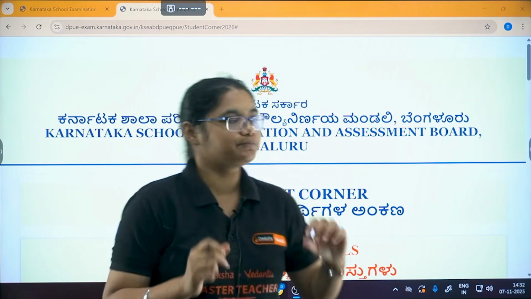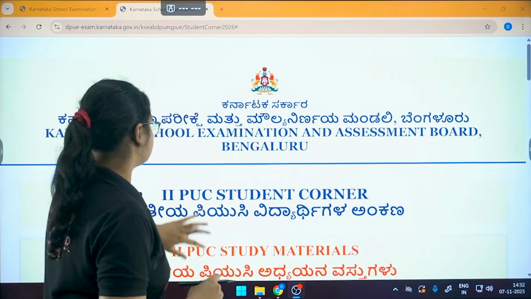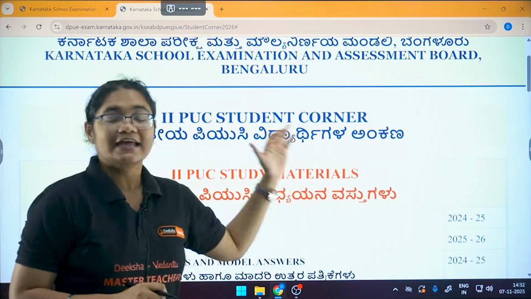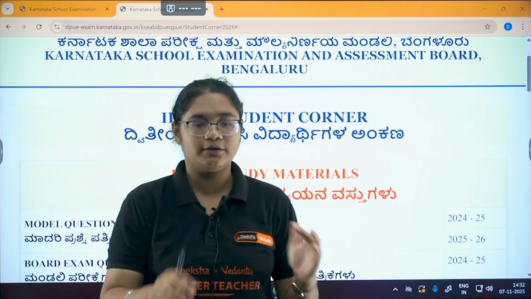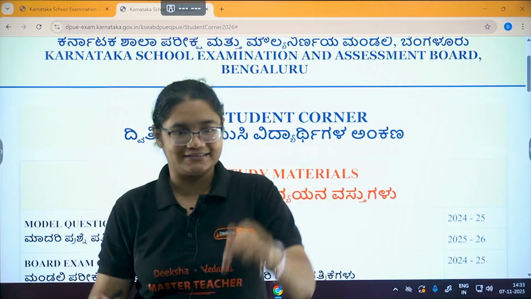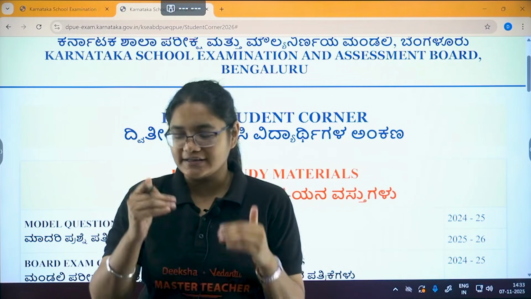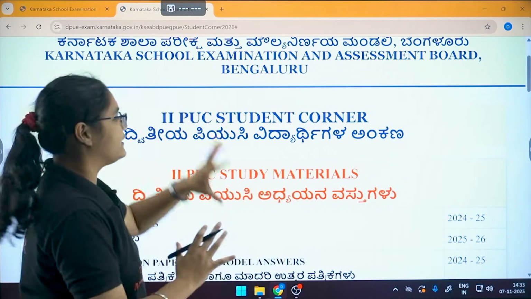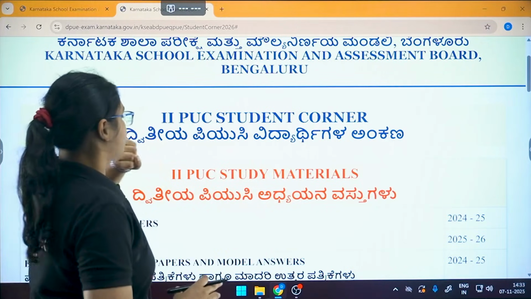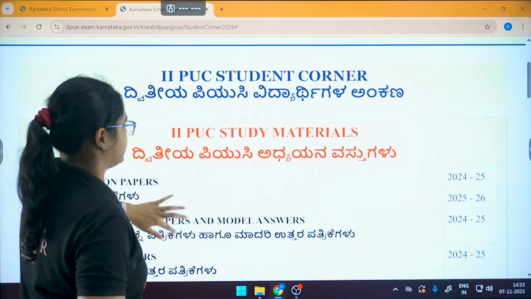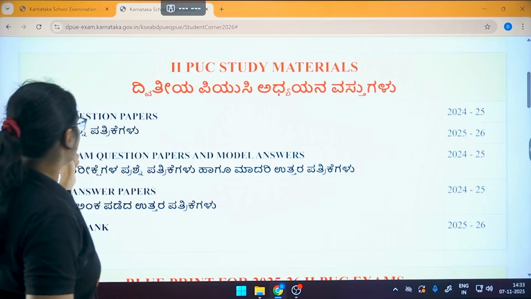So the link of this particular page, that is second PUC student corner, second PUC study material, is given in the description section. It is very difficult to find this page from the website, so a direct link is there. So please visit the description section and click on this link, and then you will be able to directly reach this page. Okay, so once you come here, you can see that second PUC study material is there, and then you have model question papers.